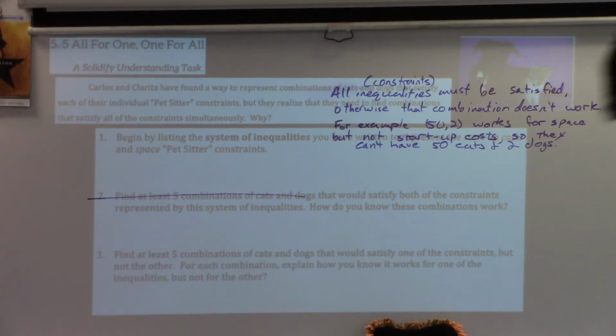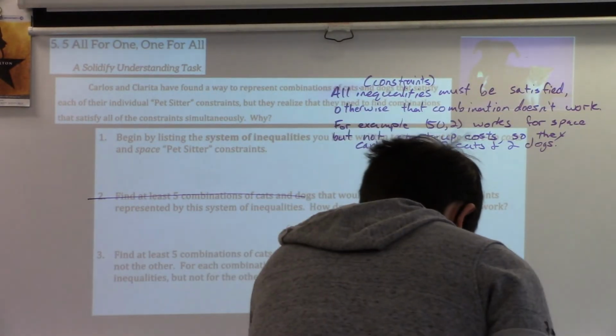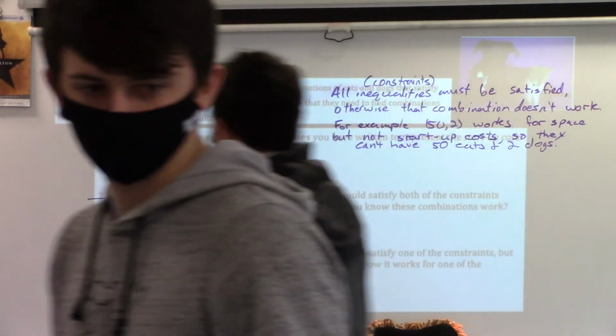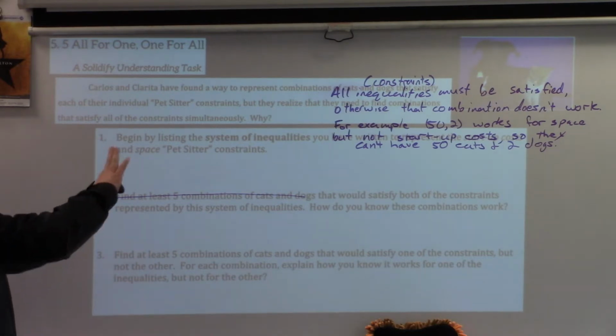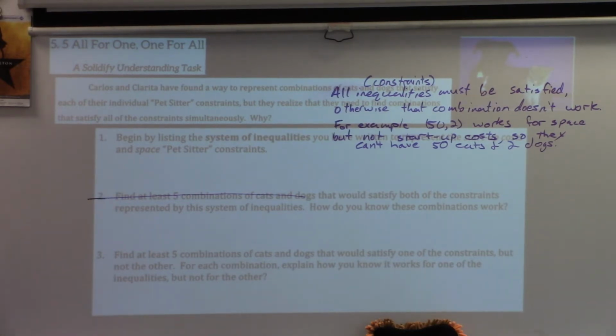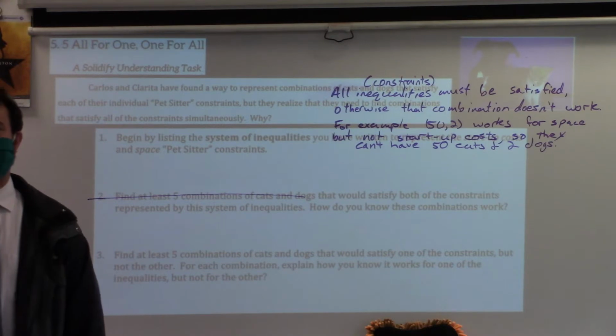Okay, so when you left off for lunch, we were talking about this idea that Carlos and Clarita have been finding ways to represent combinations of cats and dogs that satisfy each of the individual pet sitter constraints, but they need to find combinations that satisfy all of them simultaneously. And we discussed this idea by looking over here and testing it out, right? All the inequalities must be satisfied, otherwise the combination doesn't work. 50,2 works for space, but not startup cost, so they can't have 50 cats and 2 dogs. We all comfortable with that?